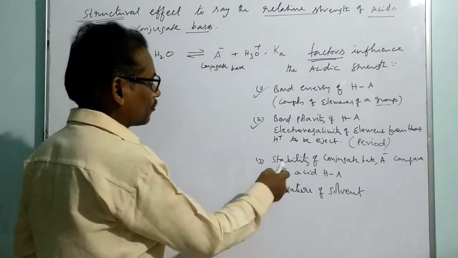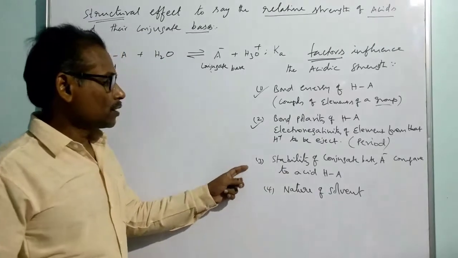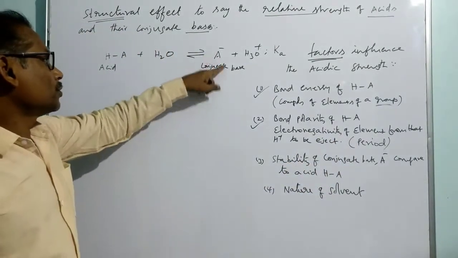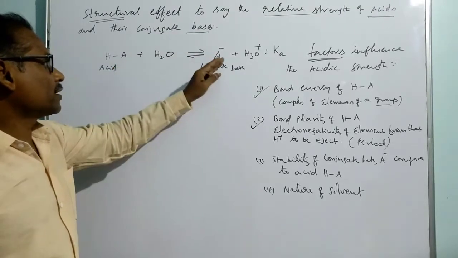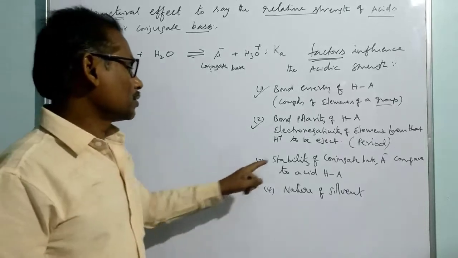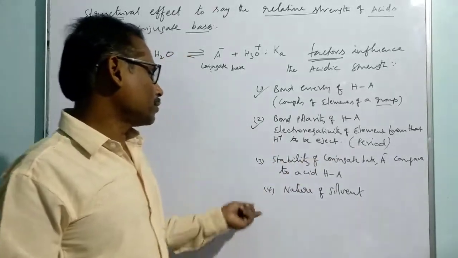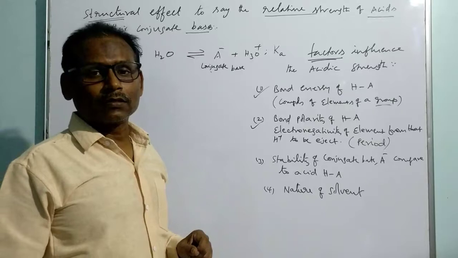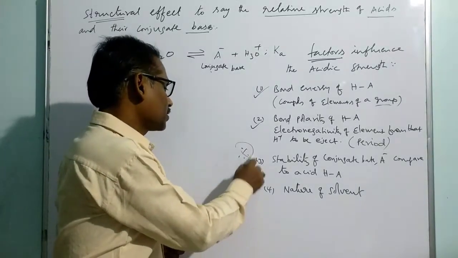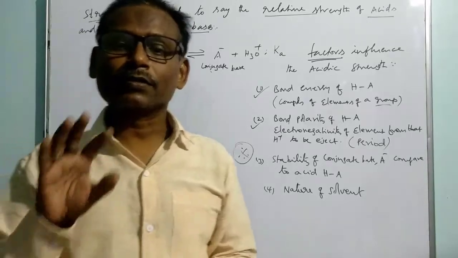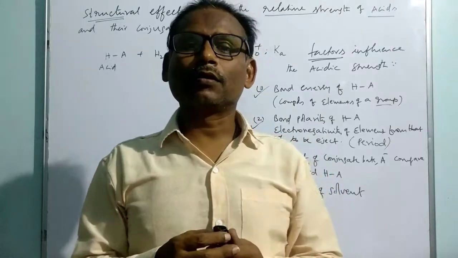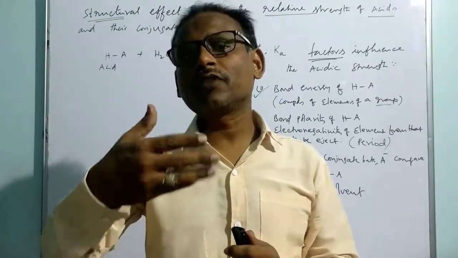Now let us go for the third factor, that is, the stability of the conjugate base. That means as the conjugate base is more and more stable, the reaction is driven more to the right side, the Ka value will be higher, and then the acid will be stronger. So it is the stability of the conjugate base compared to the respective acid. That is one of the important factors because here the structural aspect is involved. The structural effect is going to be studied based on different electronic factors.